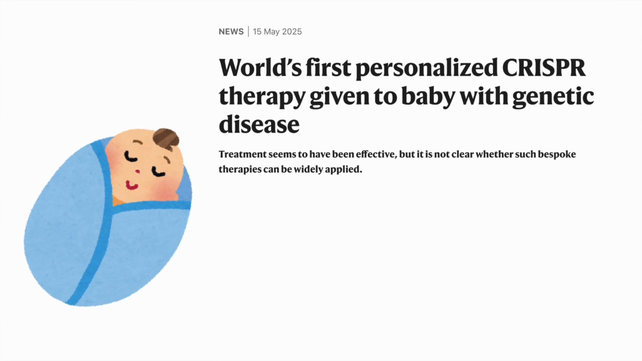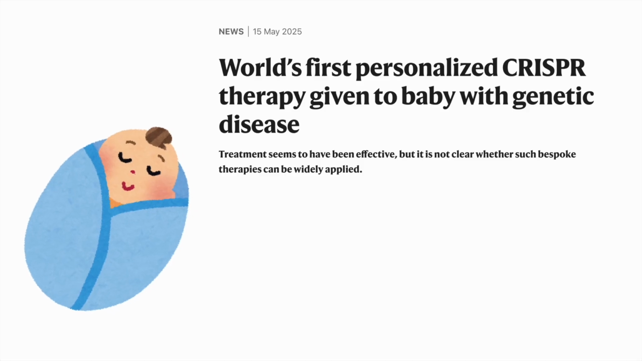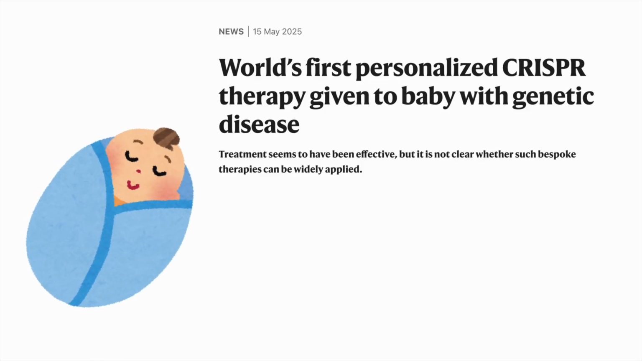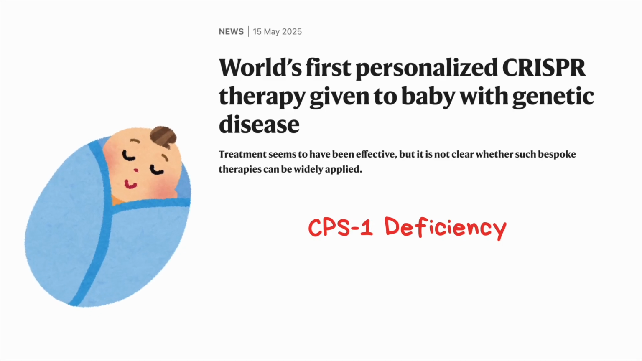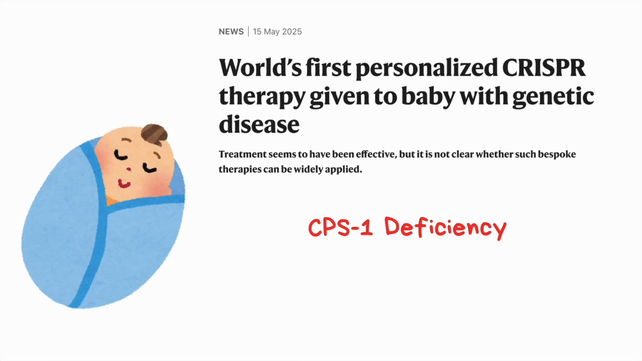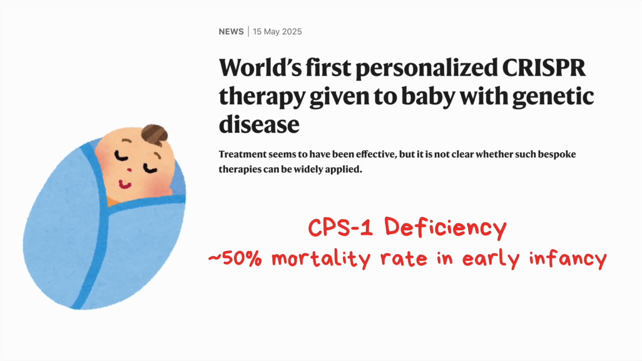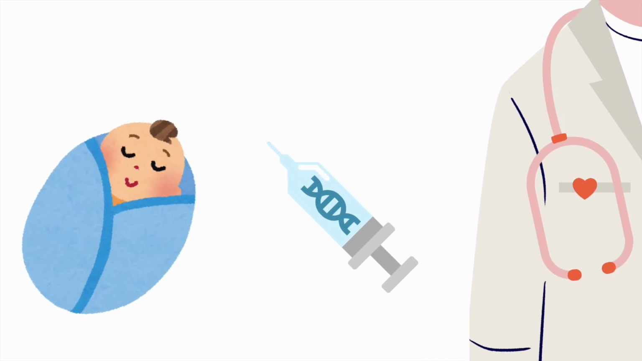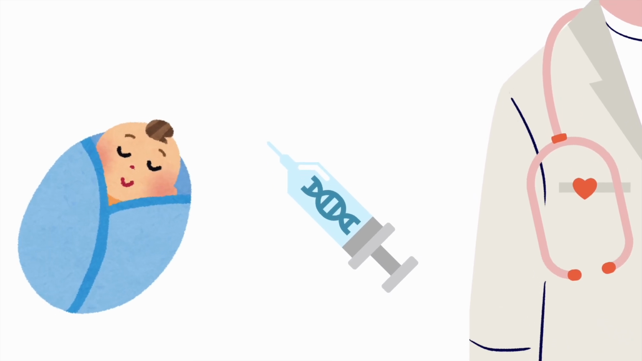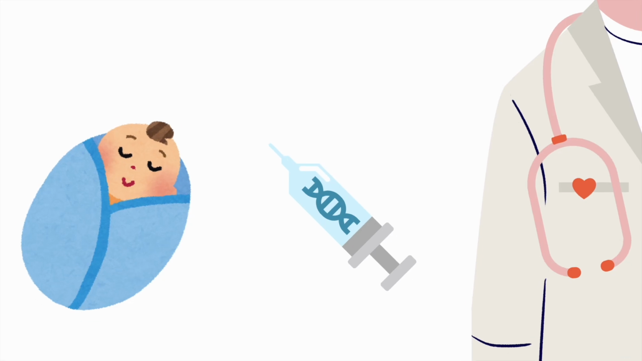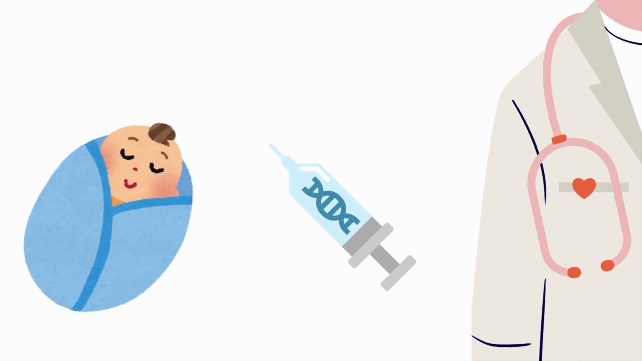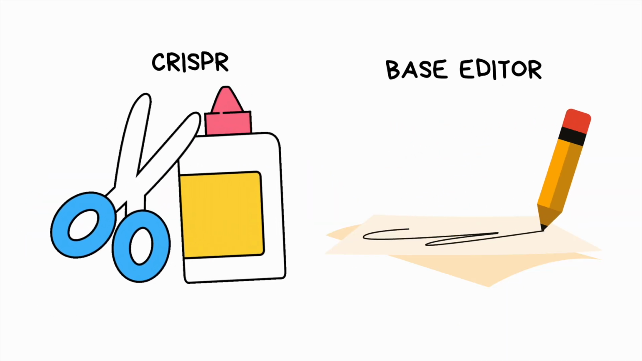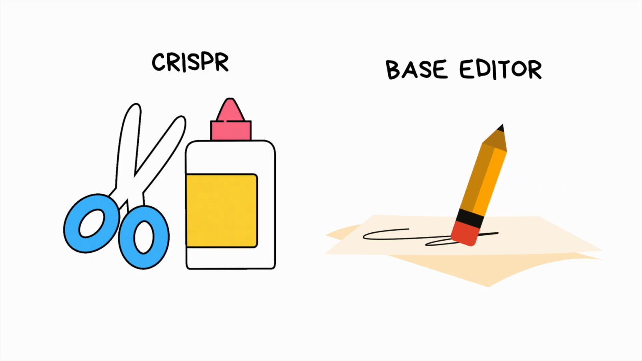You might have heard the news of the world's first personalized CRISPR therapy that is given to a baby born with CPS1 deficiency. It is a disease that has an estimate of 50% mortality in early infancy. Using a corrective CRISPR-Cas9 technology, or base editing, scientists were able to give personalized treatment to this baby to correct his specific disease-causing mutation. While CRISPR acts like a scissor and glue, base editors work like a pencil and eraser.